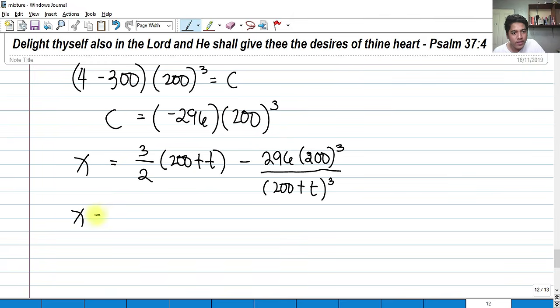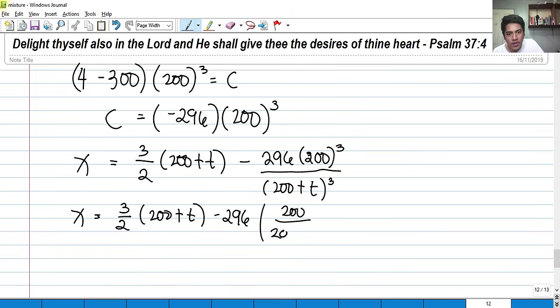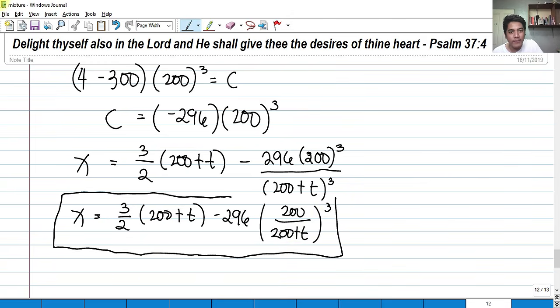And furthermore, I can simplify this. Notice that we have the same cube. I can factor out negative 296 outside, so that we have 200 over (200 + t) cubed. And this would be our answer, that x is equal to 3 halves multiplied by (200 + t) minus 296 multiplied by (200 over (200 + t)) cubed. So this is the amount of salt at any time t in the tank.